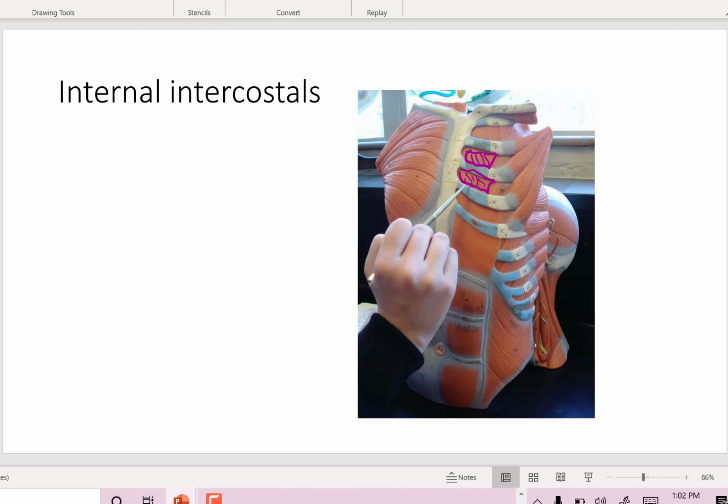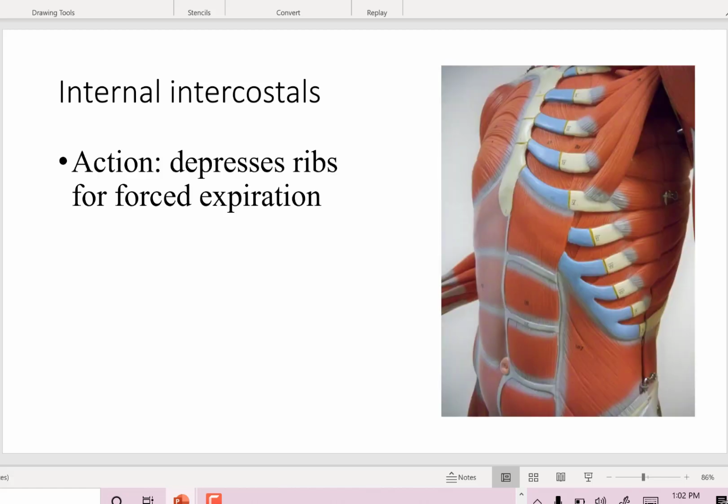That means these muscles are going to be important for exhaling. And here's where you need to be careful. When these muscles contract, they are helping with exhaling. Normal, quiet exhalation or expiration does not require muscle contraction. So for your internal intercostals, they are going to be helpful for forced expiration.